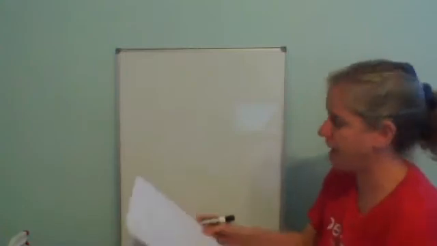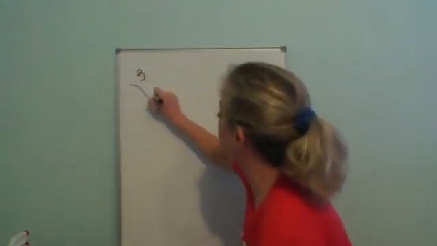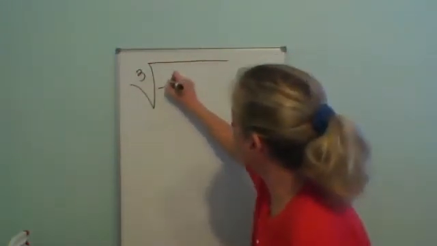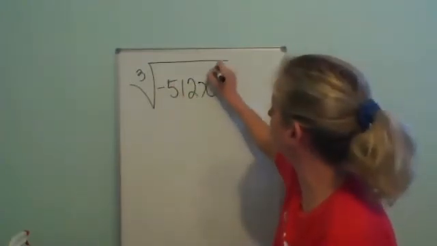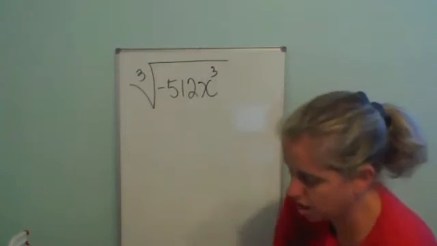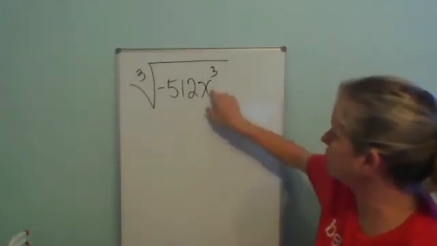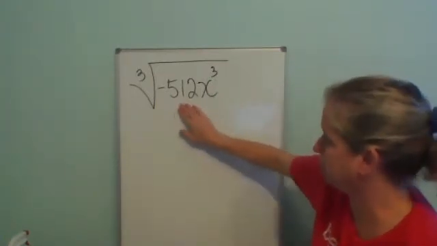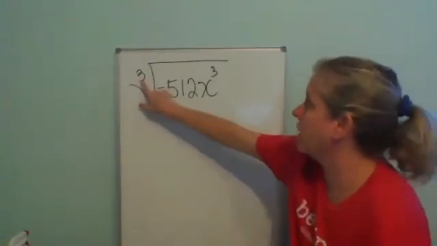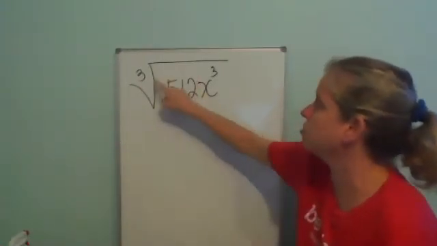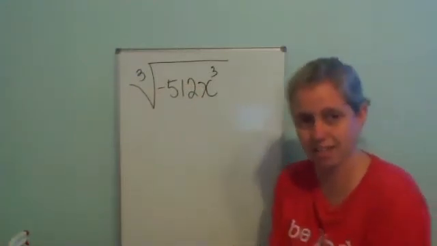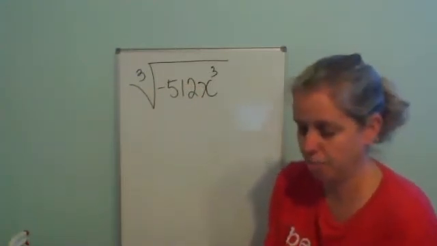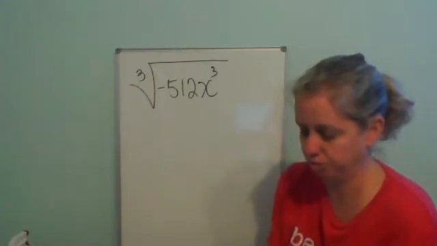All right, number 5, another cube root. -512 x to the 3rd power. So we can't do the x in the calculator that I know of, but I could do the cube root. I could do this number part. So let's go again. Hit your math. Go down to number 4 to hit your cube root.